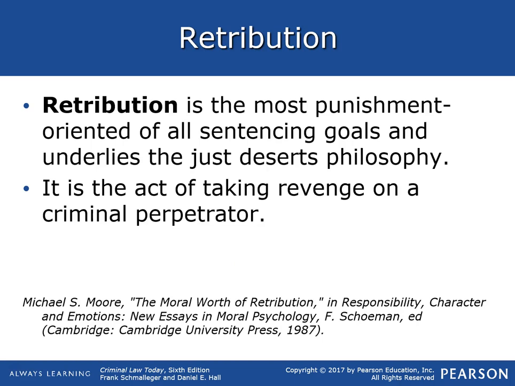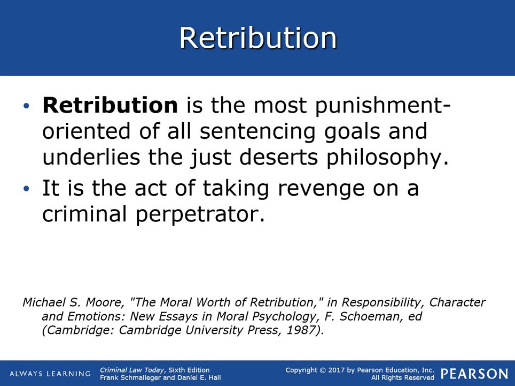Now, one goal of criminal sentencing is retribution, and retribution is the most punishment-oriented of all the sentencing goals, and really underlies the just deserts philosophy. As one writer observes, the distinct aspect of retributivism is that the moral desert of an offender is a sufficient reason to punish him or her. Retributivism is a very straightforward theory of punishment. We are justified in punishing only because offenders deserve it.